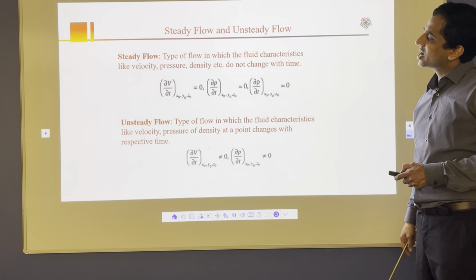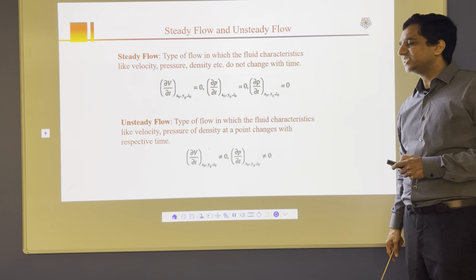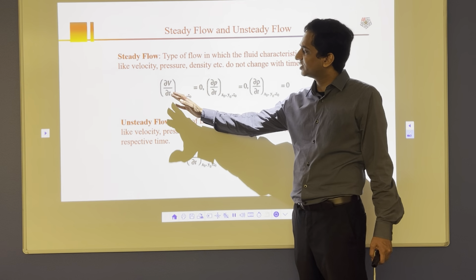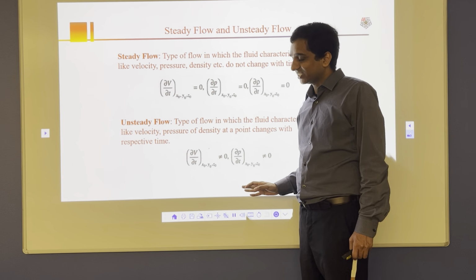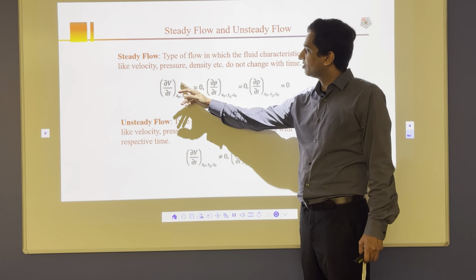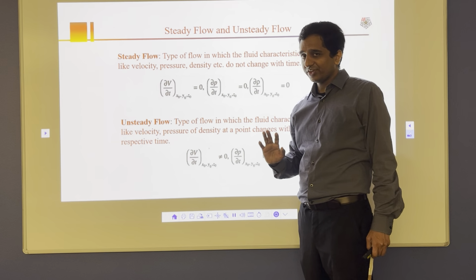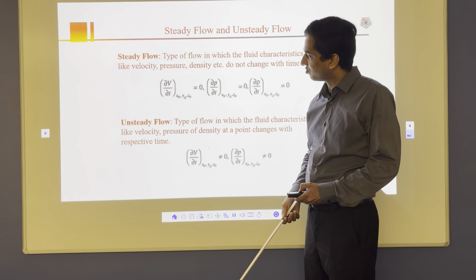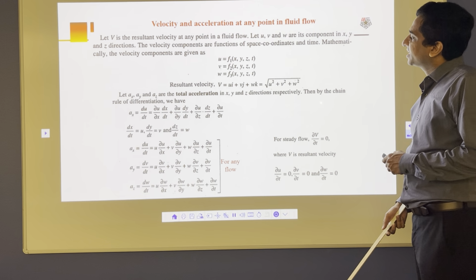Then steady flow and unsteady flow. If the velocity of the flow does not change, if the pressure and density do not change with time, that's your steady flow. If they change in time, that's your unsteady flow. So if it is steady flow, take dV/dt and dρ/dt as 0. If it is unsteady, if it is non-zero, you have to solve for it, you have to calculate it. Then we learn about velocity and acceleration at any given point.